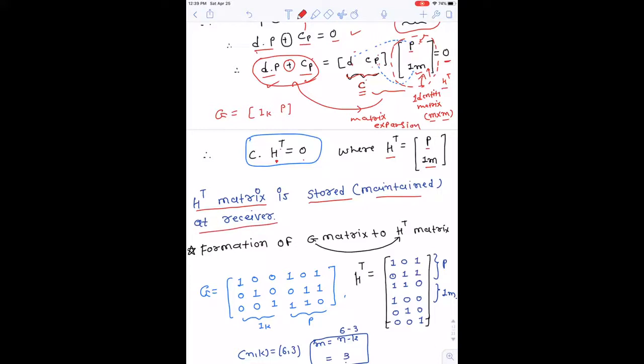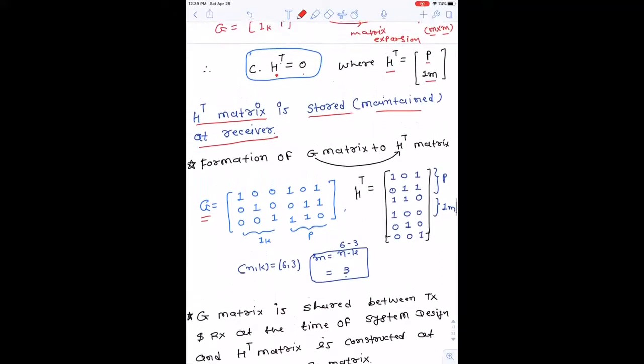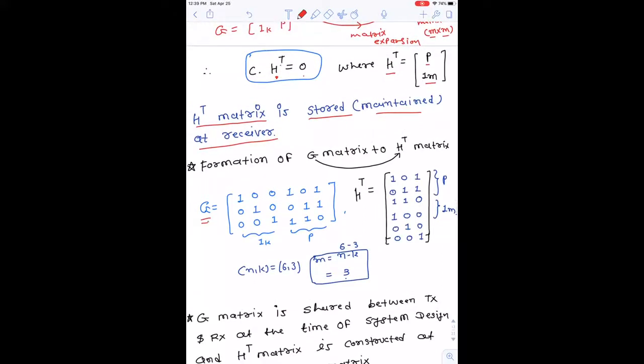And how is this matrix produced? Basically this matrix is produced from the G matrix. If the transmitter shares the G matrix with the receiver, then the receiver can take the G matrix as an input or store it in memory, and after some processing the HT matrix will be produced. This HT matrix is a very useful matrix for the decoding process.